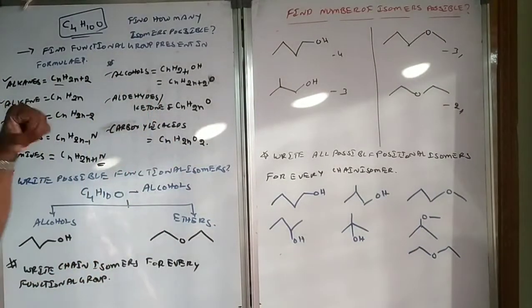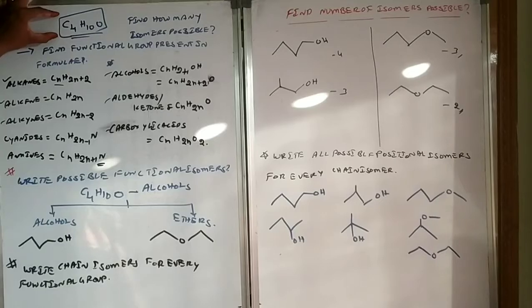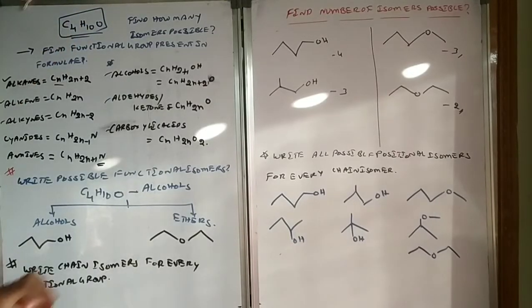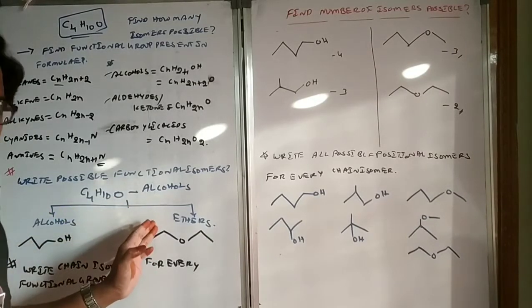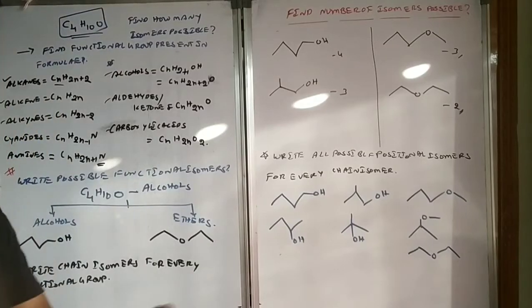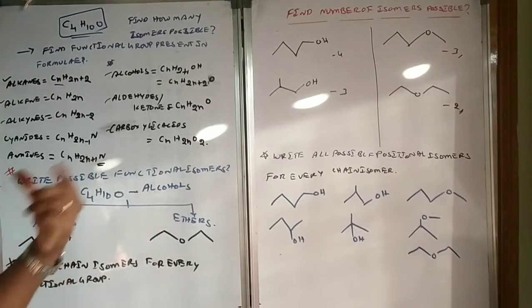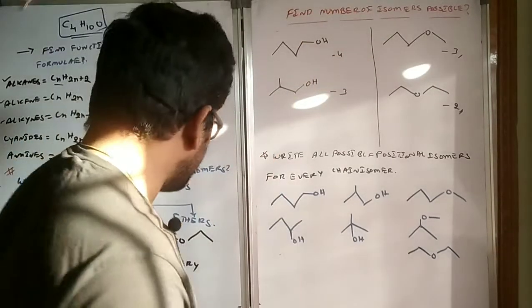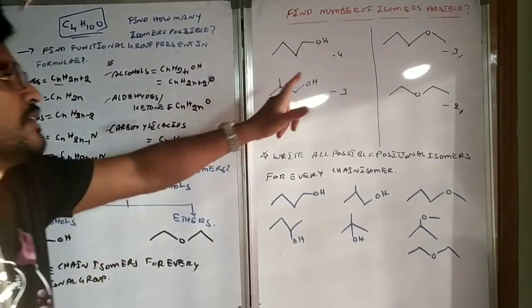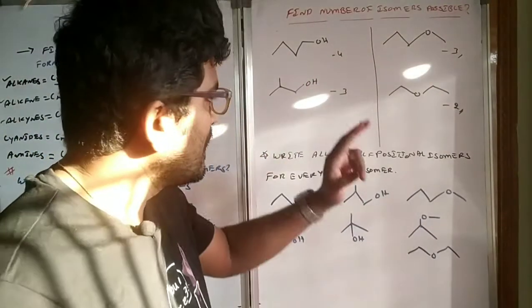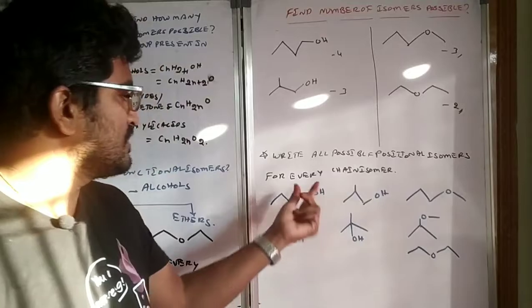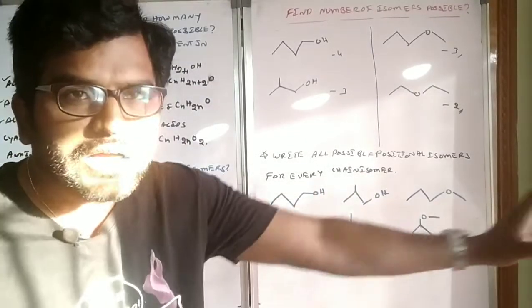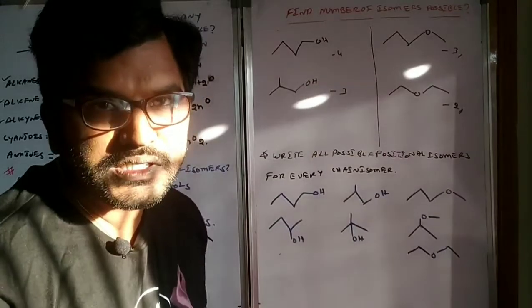So first identify the functional group present in the compound. After identifying it, write possible functional isomers for the compound. What functional isomers are, I will explain immediately after this. After this, for every functional isomer, you have to write the chain isomers possible. After writing chain isomers, you have to write the positional isomers for every chain isomer. With this, you can completely do the structural isomers.